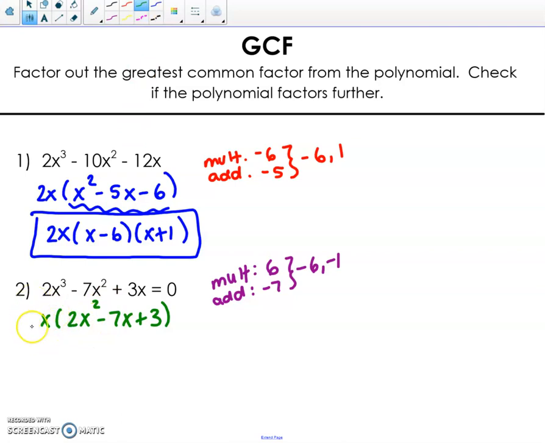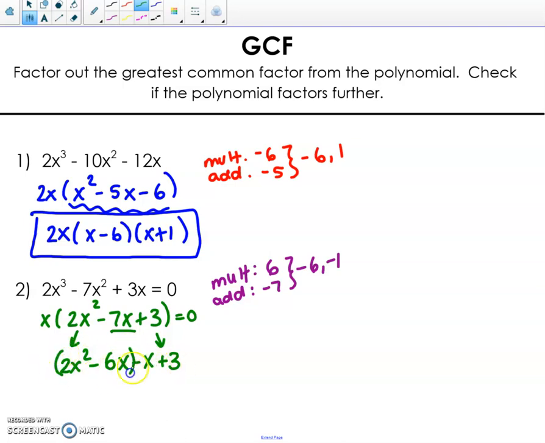The x that we took out as the GCF, we're going to ignore it for right now, and we're going to bring it back at the end. We're not disregarding it, we're just going to leave it alone for the moment so we don't get confused. So we'll bring down the 2x squared. This should be equal to 0. Bring down the 3. Then we're going to rewrite the -7x using the two numbers that we have: -6x minus 1x. Okay, we have 4 terms.